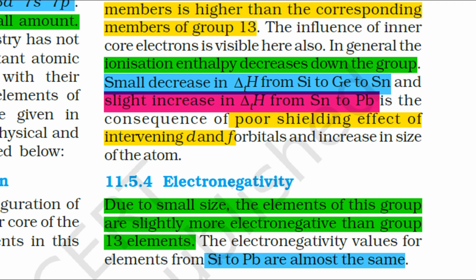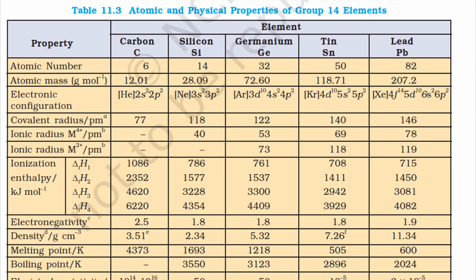Next, 11.5.4 electronegativity. Group 14 elements are slightly more electronegative than group 13 elements, and it's due to the small size, because as we go from left to right in the periodic table, the atomic radius decreases, so electronegativity increases. Here another interesting thing that you can see: electronegativity of carbon is 2.5, silicon's is 1.8, germanium's is 1.8, tin's is 1.8, and lead's is 1.9. So as you can see, from silicon to lead the electronegativity is almost the same.